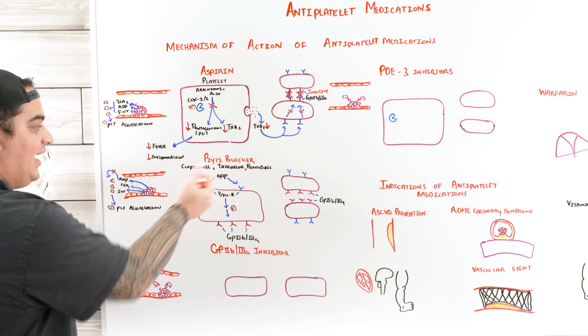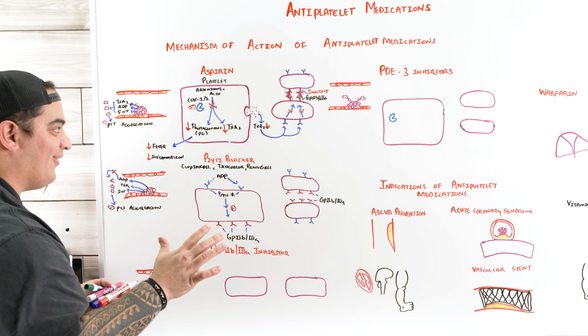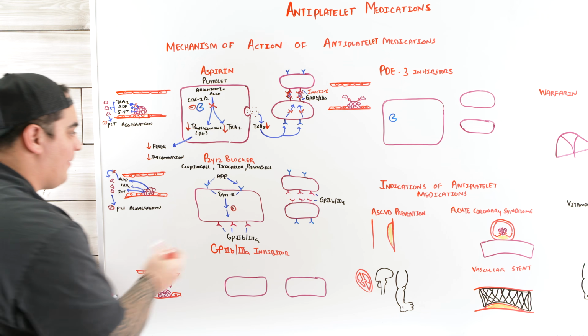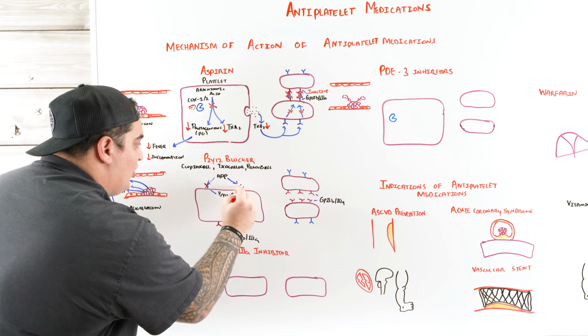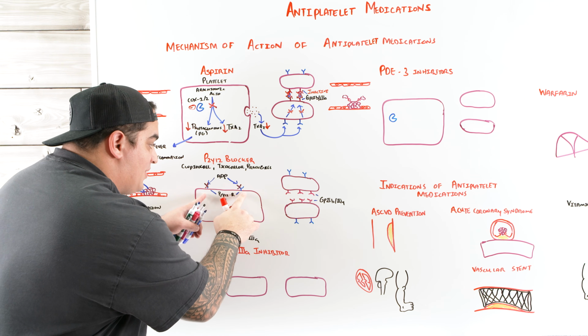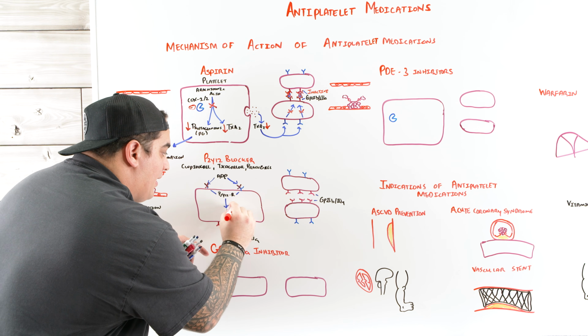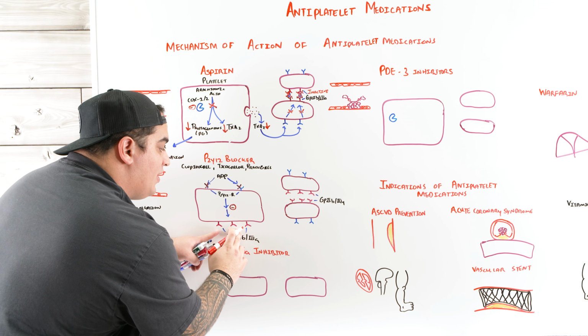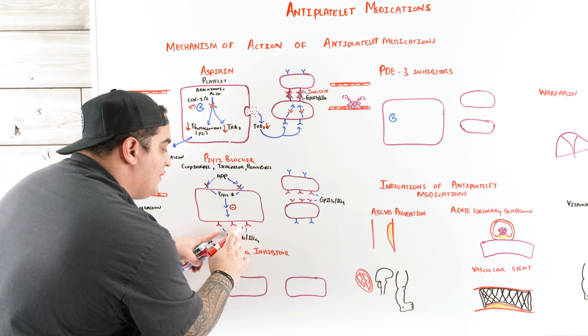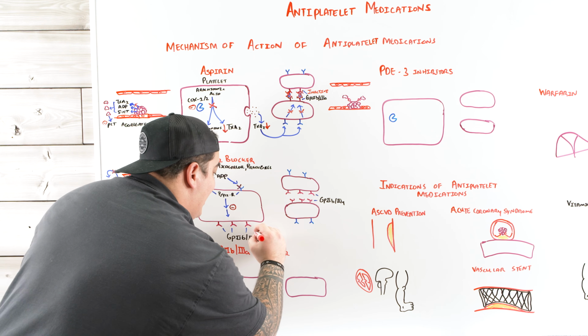When you give a P2Y12 blocker, guess what they do? A P2Y12 blocker blocks at the P2Y12 receptor. When they block this receptor, they're no longer going to stimulate this intracellular pathway. They're going to inhibit it. They're no longer going to keep the GP IIb/IIIa in an active state. It'll now be inactive.